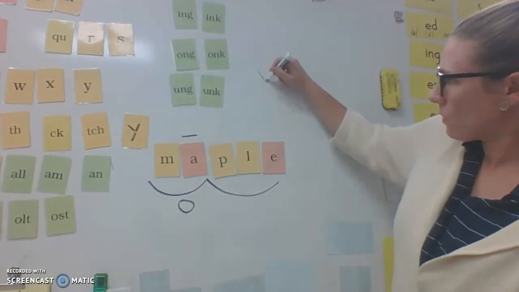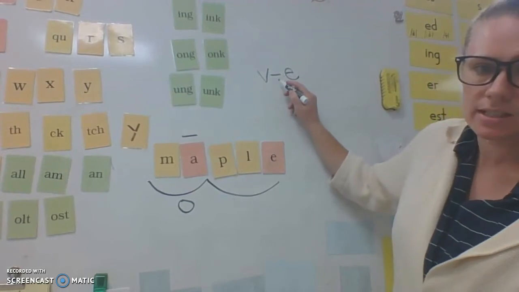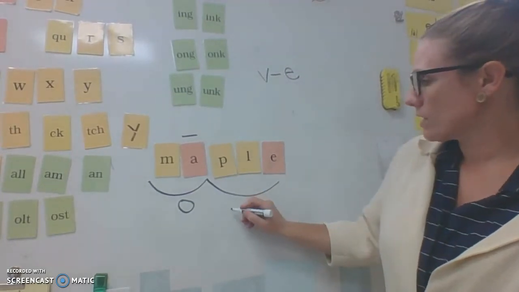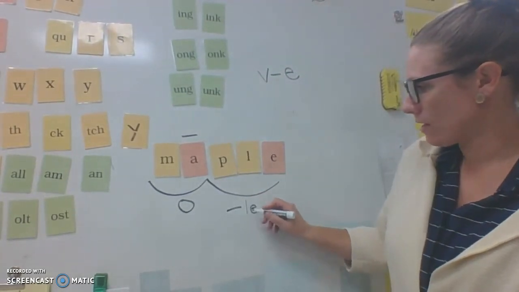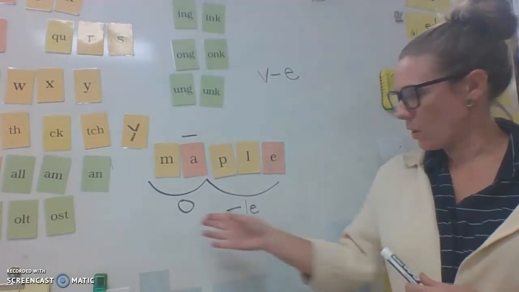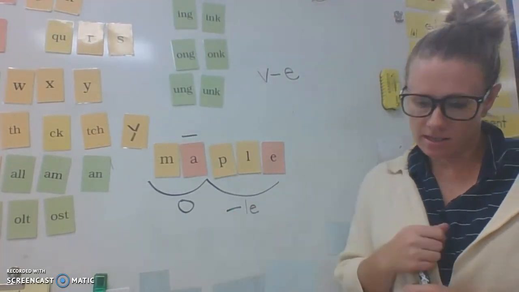And just like in vowel consonant E, we do this little dash for the consonant, we'll do the same thing for consonant LE, because it could be any consonant. So open and consonant LE.